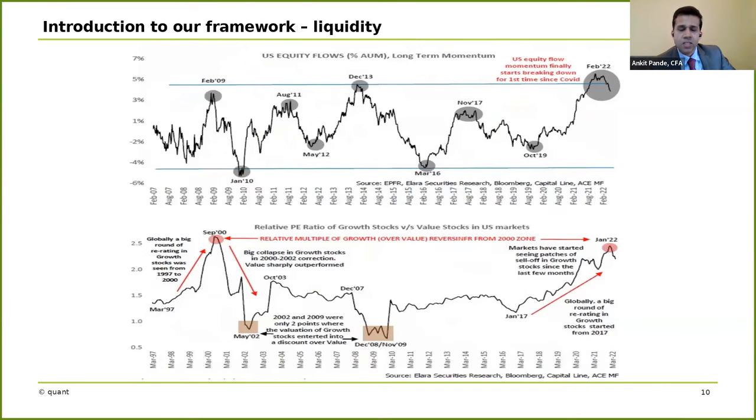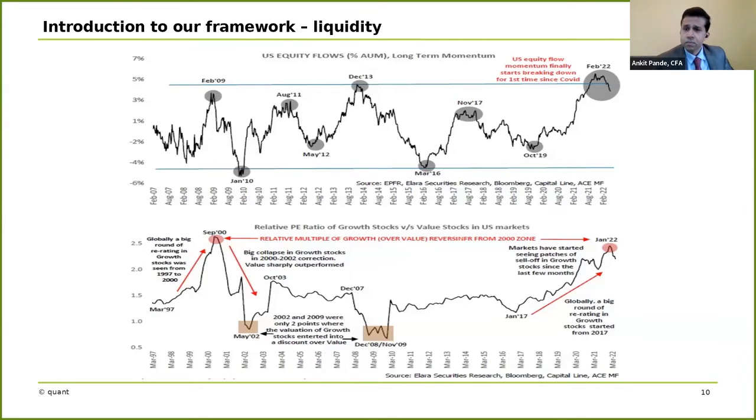Some of the databases that we use are a little bit advanced, like the EPFR, and our good friends at Elara Securities, Sunil Jain, who's the analyst there. He was an ex-Quant employee, a good colleague of ours. And this is his research from his report. Of course, you can see the US equity flows as a percentage of AUM between plus and minus 5%. There's a sort of resistance and support line forming there.